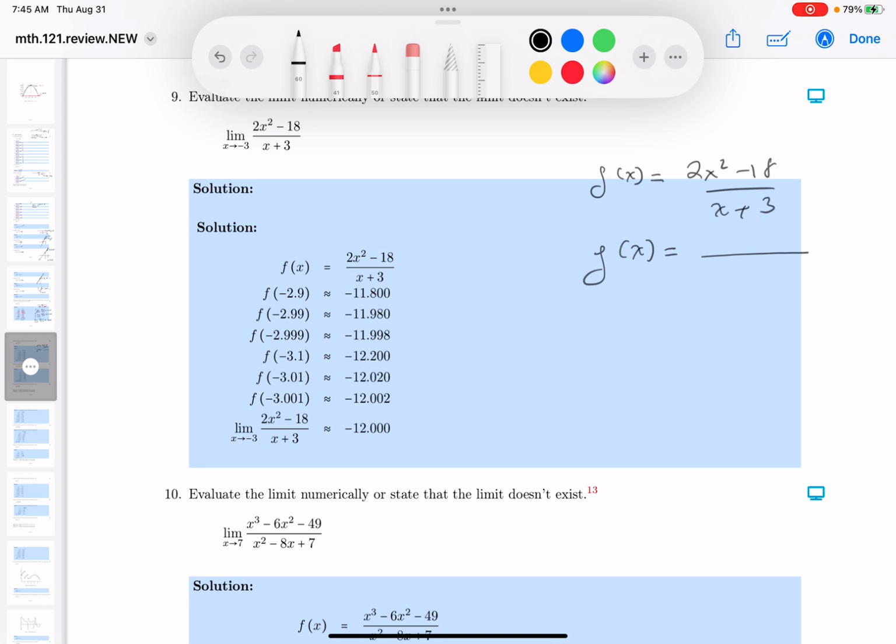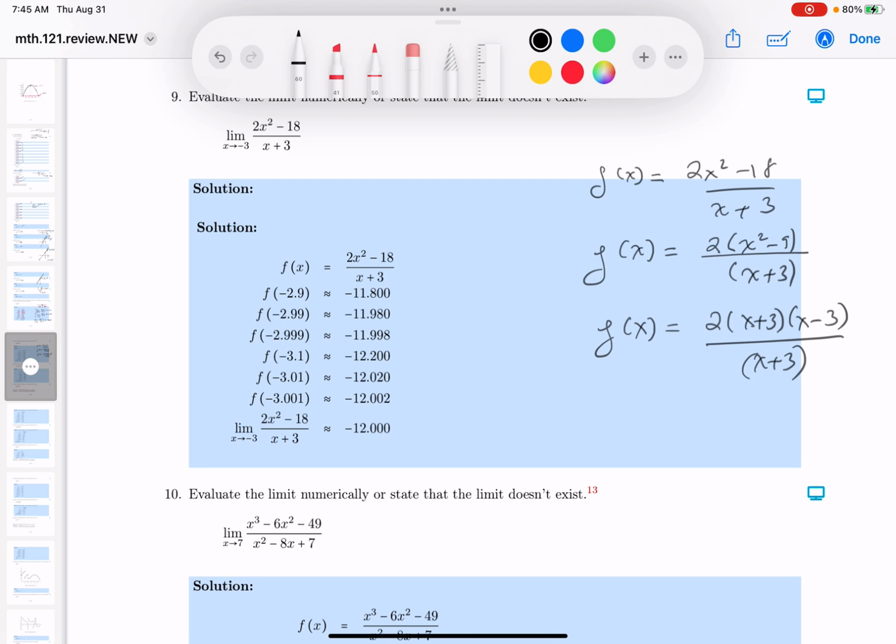I'm going to factor the top. That's 2, and then it's going to be x squared minus 9. On the bottom, I'm going to factor that, it's x plus 3. Then when you get f of x, that would be 2, x plus 3, x minus 3, over x plus 3. Well, that's pretty convenient, isn't it? x plus 3.